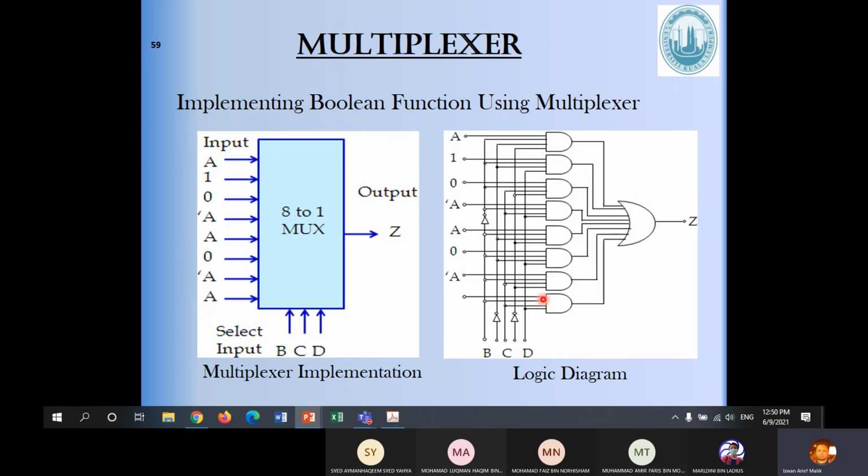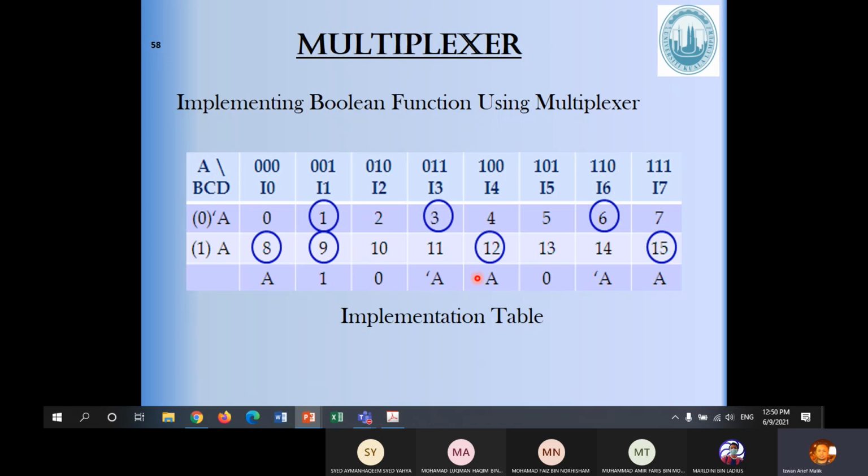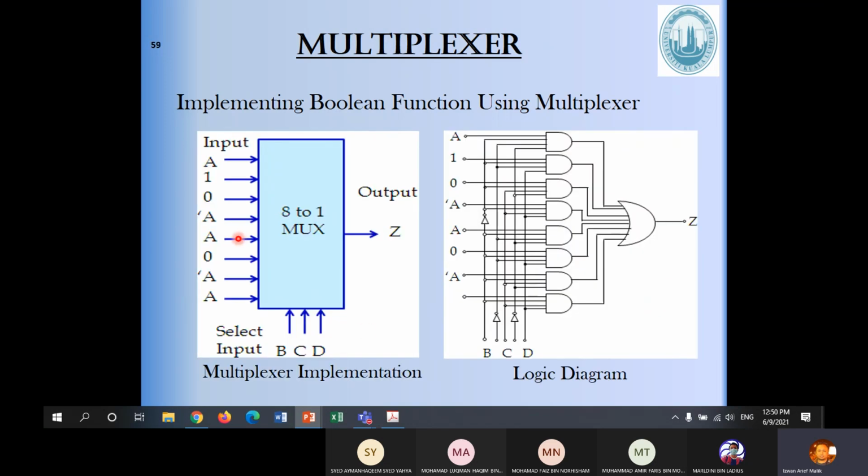Okay, then we draw the block diagram again. Ambil dia balik, ganti A, 1, 0, A bar, A, 0, A bar, A. Betul ke? A, 1, 0, A bar, A, 0, A bar, A. Okay, betul lah. And then select input BCD, output is Z. Okay, and then ambil balik diagram 8 to 1 punya circuit diagram, logic diagram ni, ganti je input depan, ganti nilai BCD, label BCD, and then output Z. Then you dapat full marks.